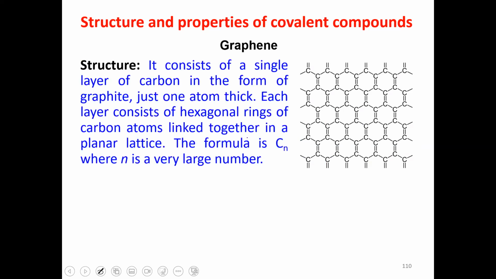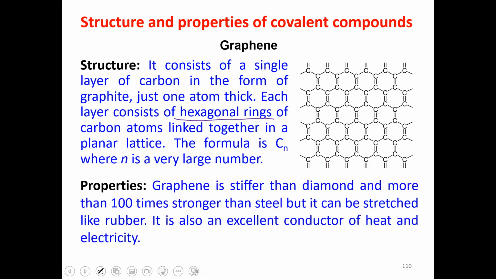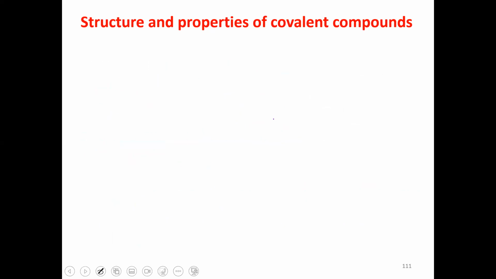What is graphene? This is just carbon bonds in hexagons, and the layer consists of hexagonal rings. Look at this wording: each layer consists of hexagonal rings. Graphene is stiffer than diamond and more than 100 times stronger than steel, but it can be stretched like rubber. It is used in bulletproof jackets, etc.